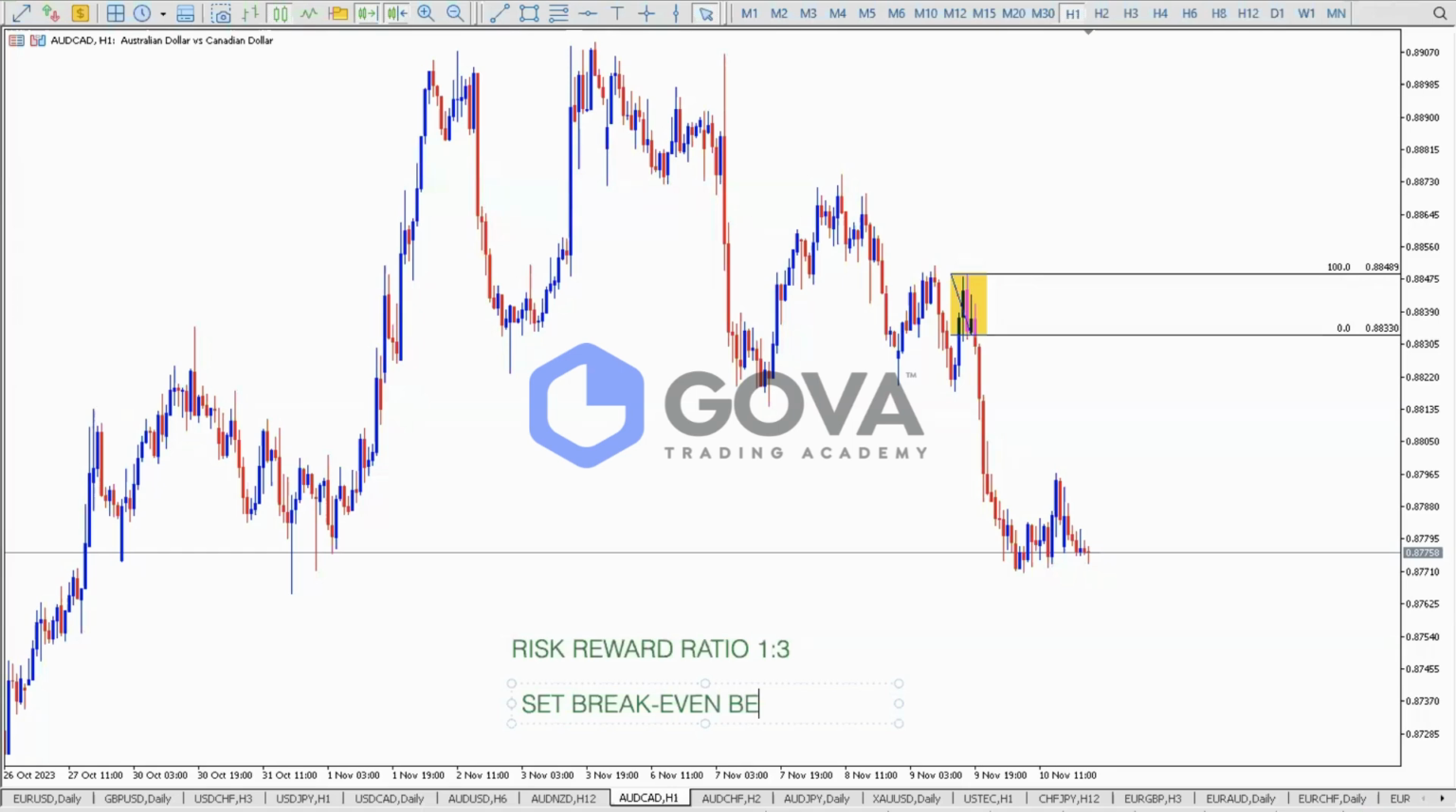Now, what is break even? Break even is also known as moving your stop loss from your entry points into your profit area. Now, this is what I'm talking about practically. So on this trade, you can see this is where the current market price is on this trade. I believe you can see the current market price.